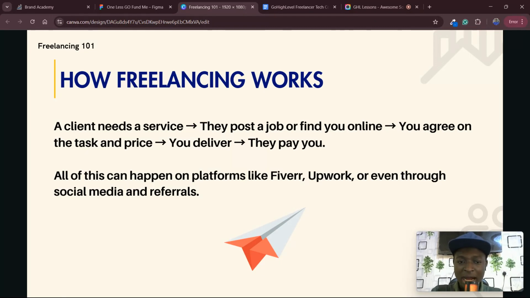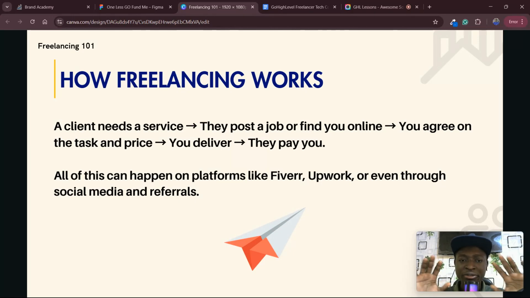Now, the agreement, communication, and the delivery and payment, everything can happen on Fiverr. Fiverr is a popular freelancing platform. Upwork, we'll still learn about this later on. But Fiverr is a very popular freelancing platform. Upwork is another one. Or it can even happen through social media. It can be on Facebook, right? You connect with someone that potentially needs your service.